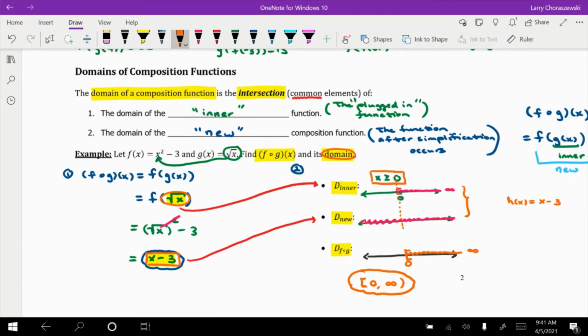Yep. So for the official domain of the composition, this part of each number line is shaded. So that's what's in common. And so we keep that part that's in common as our official domain. Okay. Thank you. No problem.